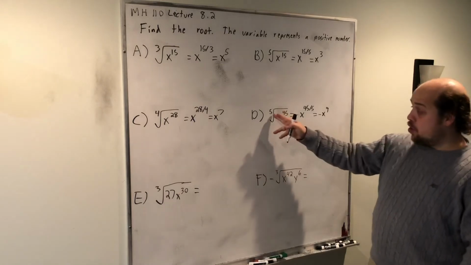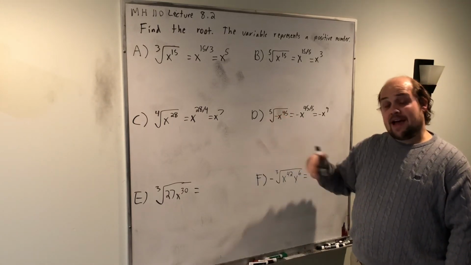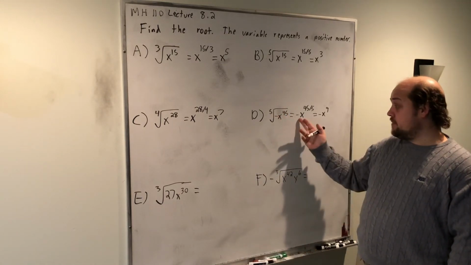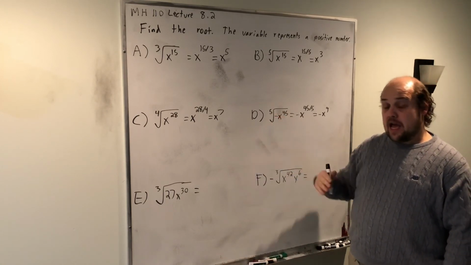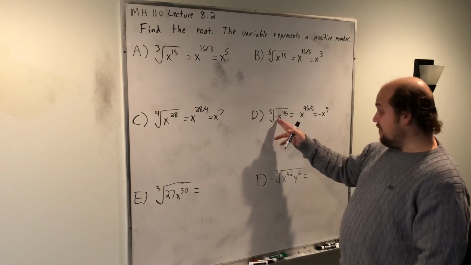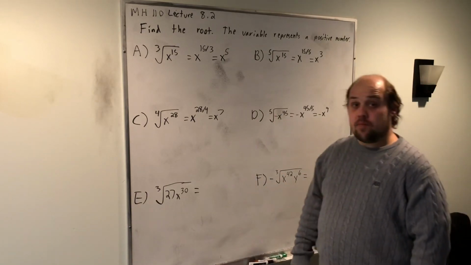Notice, because this is an odd numbered root, I can have a negative underneath that just comes out as a negative. If this root number had instead been 4 or 6, I couldn't do the problem because I cannot have a negative number under an even numbered root.